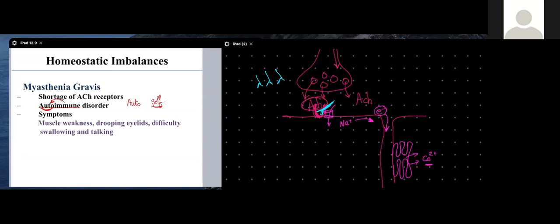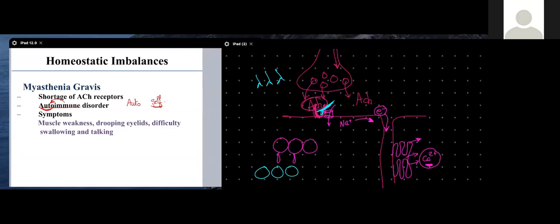Remember, in order for you to contract the muscle, you need to release calcium from the sarcoplasmic reticulum into the cytoplasm. And this will allow the myosin subunits to bind to the actin and pull them to slide along the length of the thick filament. And this is what results in the shortening of the length of the muscle cell.